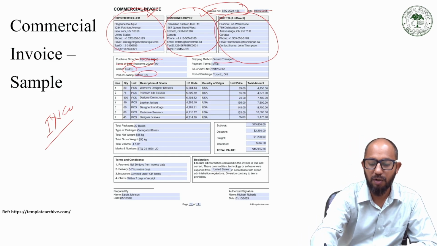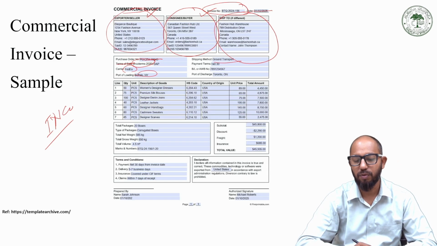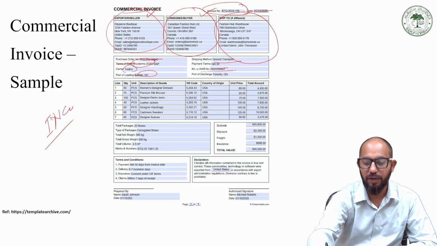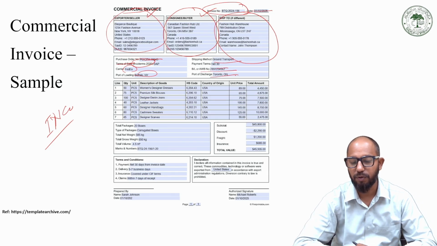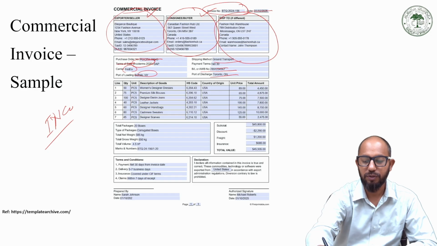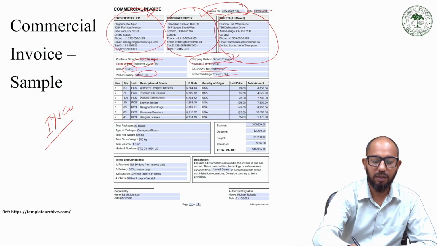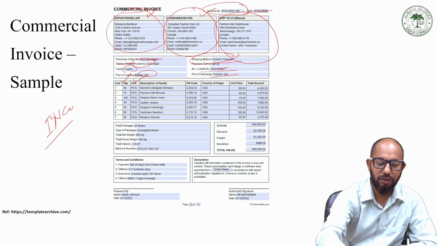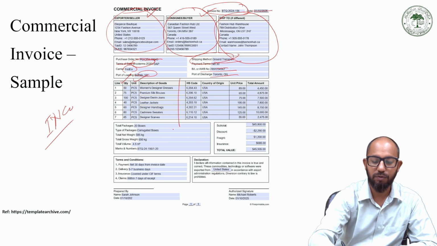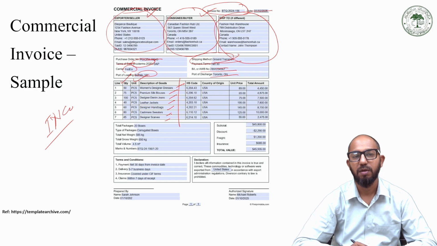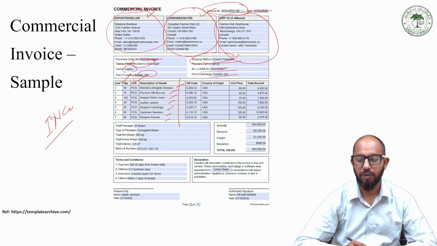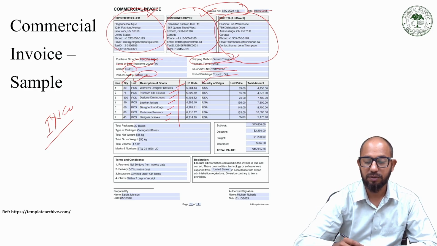Shipping method is ground transport, that is, by road. Payment terms, bill of lading or airway bill is yes, port of discharge is Toronto. First, it will be through ground. Now you can see over here that the quantity is given, units are given, description of goods. Different types of goods are being added in this particular export. The harmonized system code, you can see the HS code is there.